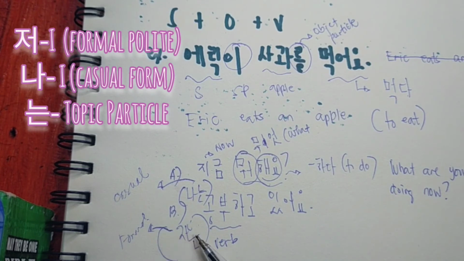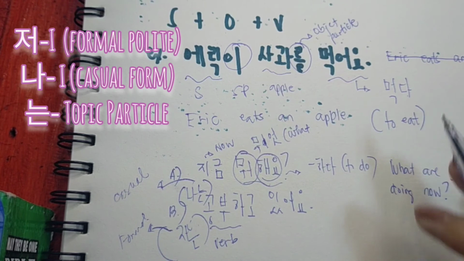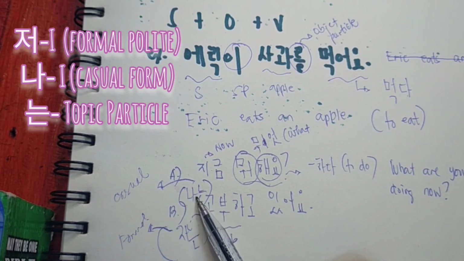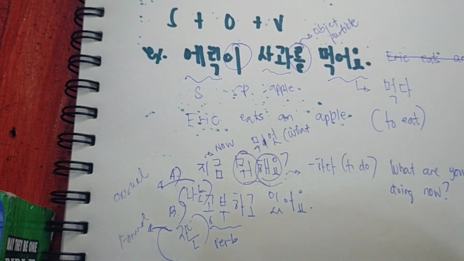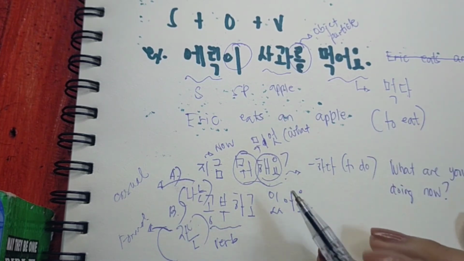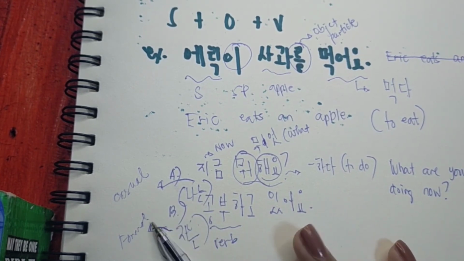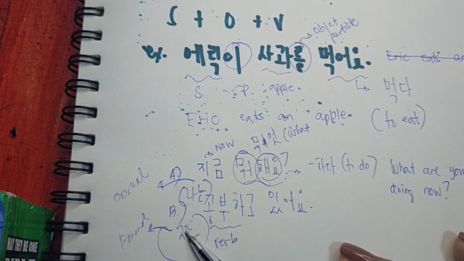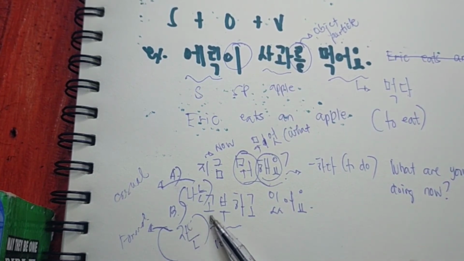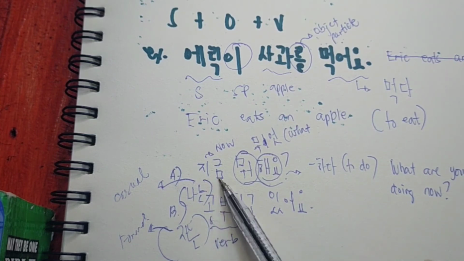Formal, so pwede mo siyang gamitin kapag ang kausap mo is mas matanda sa'yo, mas mataas yung position sa'yo, yung mga ganon. And yung 나는 is casual, so pwede mo siyang gamitin sa family, sa close friends, and dun sa mga kakilala mo na. Hindi mo siya pwedeng gamitin sa hindi mo kakilala. Ayan. Gagawa din tayo ng separate video about sa polite form. Balik tayo dito. So, 지금 뭐해요?